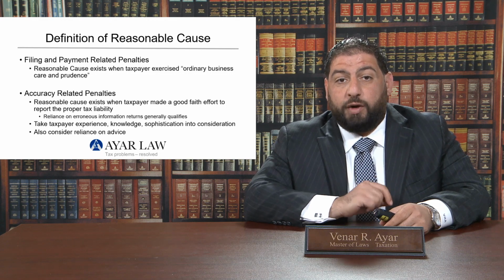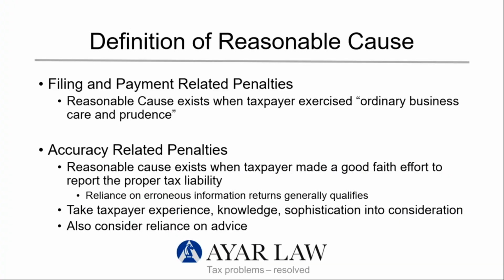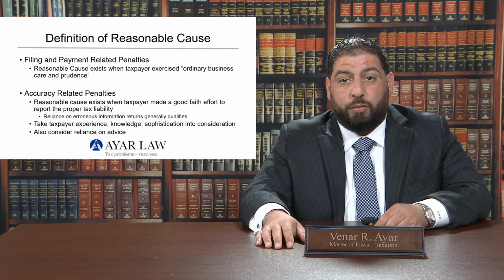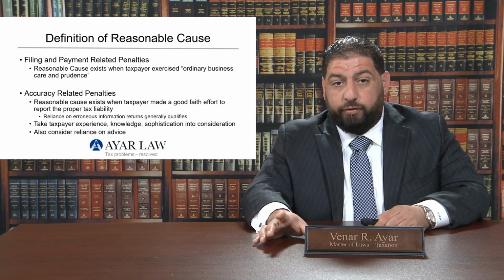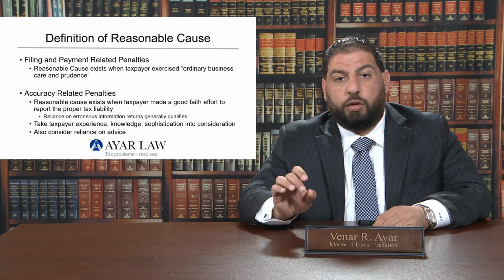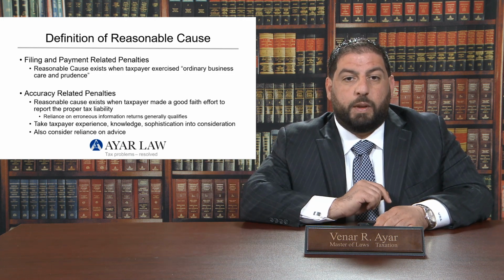When it comes to filing and payment-related penalties, then reasonable cause exists if you can show that the taxpayer exercised, quote-unquote, ordinary business care and prudence. When you're dealing with accuracy-related penalties, penalties imposed for filing your return incorrectly, then reasonable cause exists if you can show that the taxpayer made a good faith effort to report the proper tax liability.